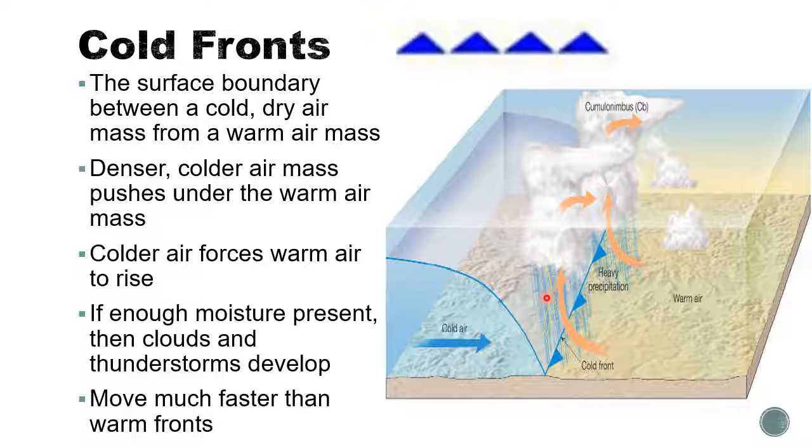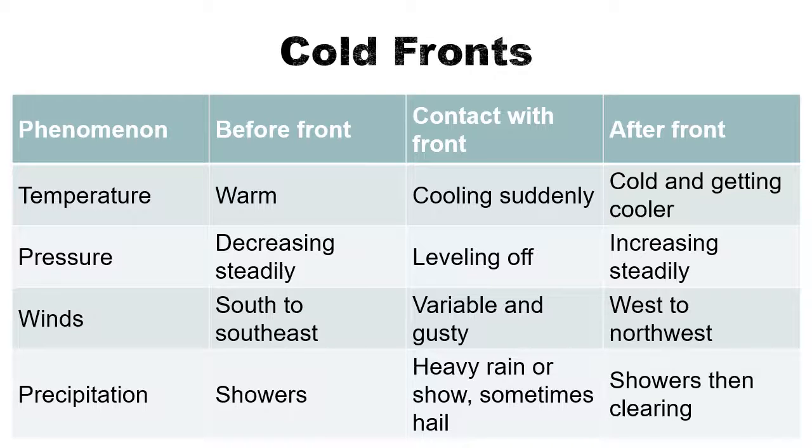They're going to move much faster than our warm fronts. So these are going to be where you have an hour of rain. It's not going to be all day for our rain. So our temperatures, before the front, it will be warm. Contact with the front, it will all of a sudden be much cooler. And then cold and getting even cooler after the front.